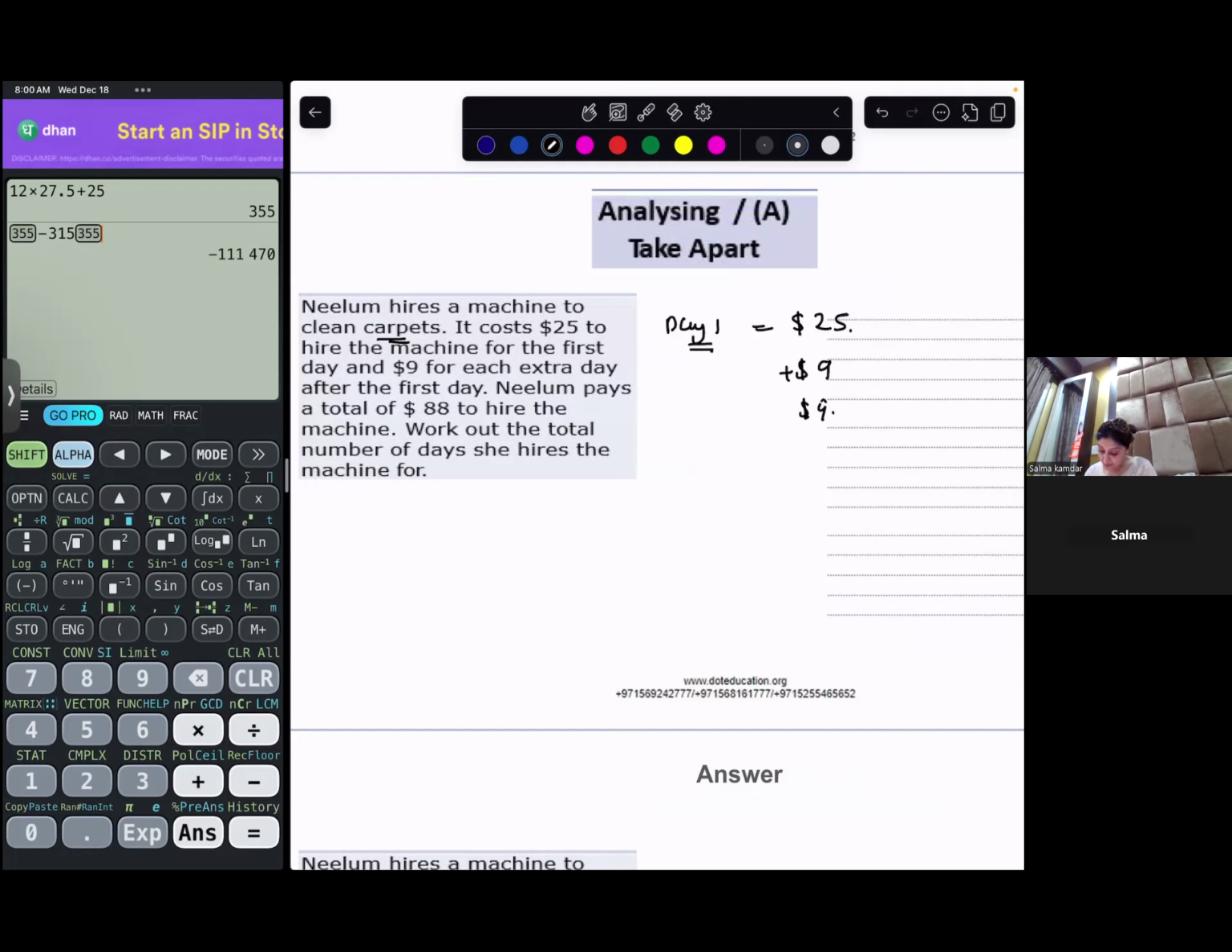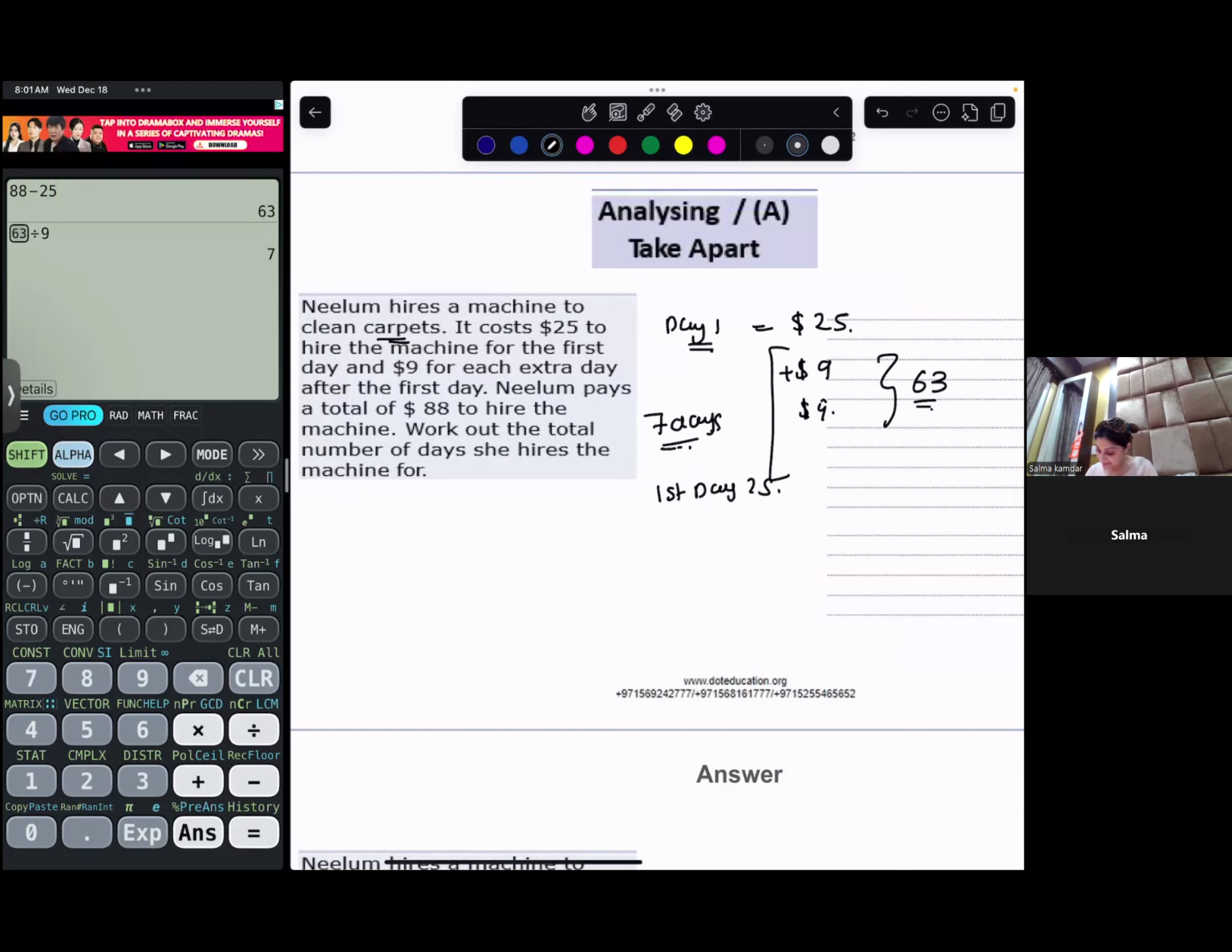So Neelam pays a total of $88. From $88, I will minus 25. The remaining is 63. 63 is paid at $9 per day. So that means for 7 days, she's going to pay 63. And the first day, she has paid 25. Work out the total number of days she hires the machine for. So she hires the machine in total for 8 days.